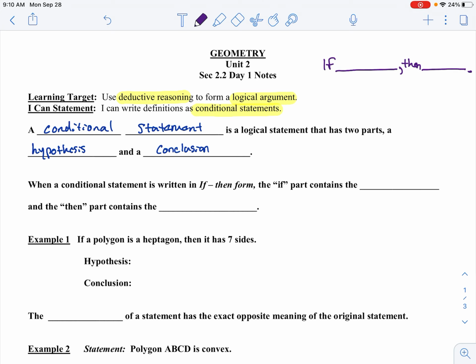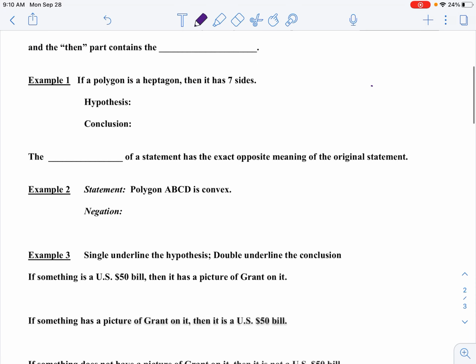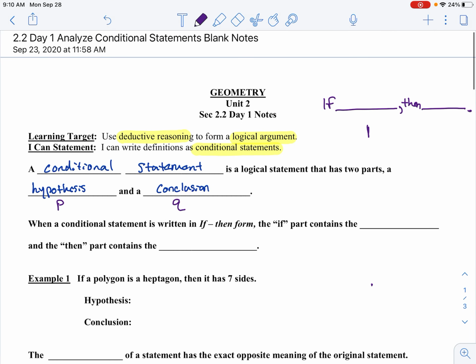And we use some notation to help us. Instead of writing if blank, comma, then blank, for hypothesis, you'll see people use P, and for conclusion, you'll see them use Q, just to label it. It doesn't matter what the hypothesis or conclusion are, it's just a little notation. So instead of saying if blank, comma, then blank, we will say P implies Q, or if P, then Q. That's probably how you're going to hear me say it the most. P being the hypothesis, Q being the conclusion.